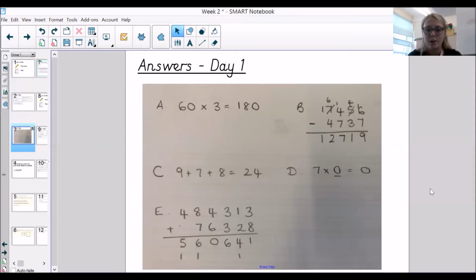C, 9 plus 7 plus 20 plus 28, nope. 9 plus 7 plus 8 is 24. You could have done that mentally, or you could have written it down.